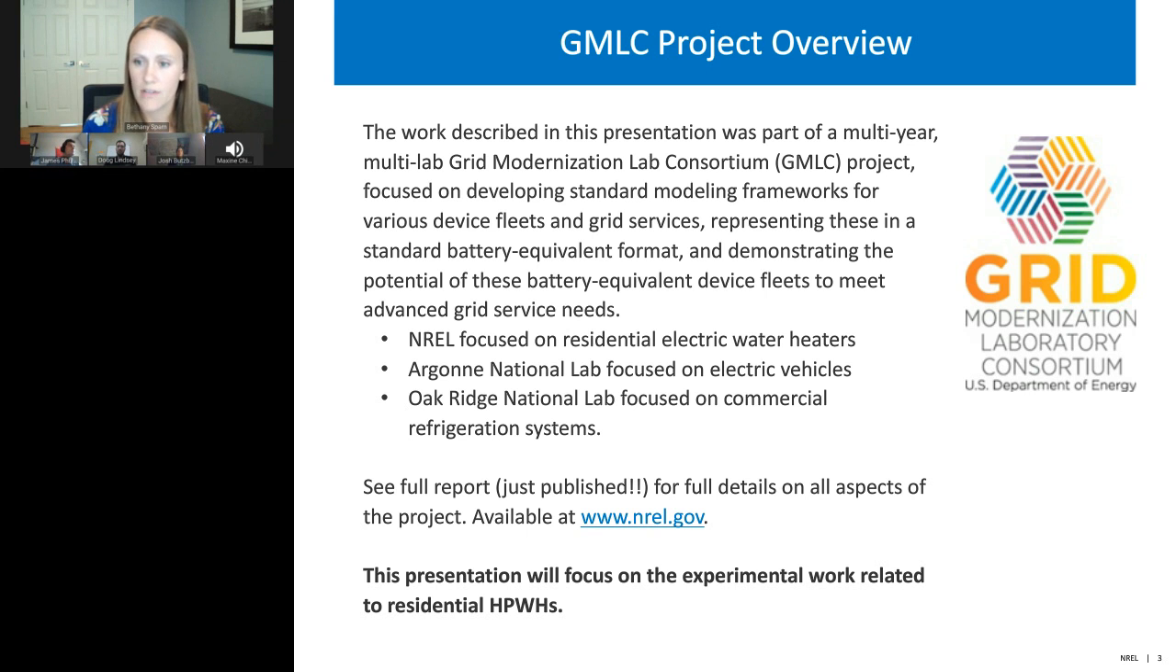We were all focused on developing a standard modeling framework and treating each of those different products as a battery, so developing these battery equivalent models to help with fleet modeling. So how would it look if you had thousands and thousands of water heaters, thousands and thousands of electric vehicles? There was a lot of focus on modeling in this project, but we needed to do a little bit of lab work to make sure that our models were behaving properly. The full report of this project, including all three labs' work, was just published this week and is available on NREL's website. Today I'm going to focus just on the experimental work and just the heat pump water heater portion.